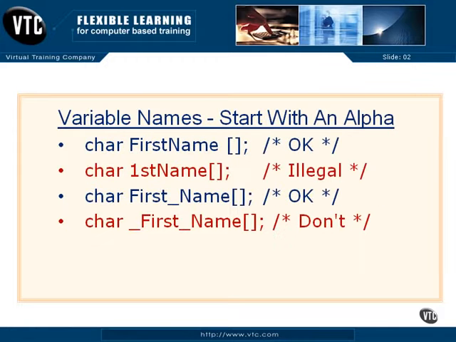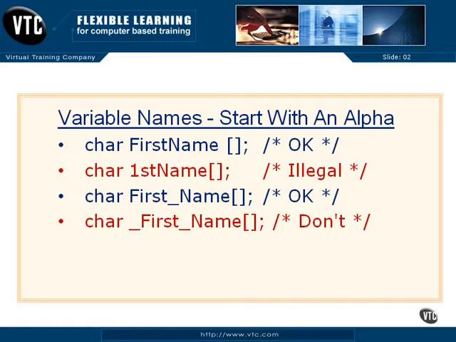Variable names starting with an alpha. There you can see the character array that we have, which is going to be a bunch of characters put together. We haven't said how big yet because there's nothing inside those little square brackets. You'll see how we do that when we get to arrays. But we care about the first name right now. So there we have a character first name. That's just fine. It starts with an alpha. Character 1first name, though, can't do that. The compiler will complain about that, and it will error out on you because you cannot start a variable with a number.